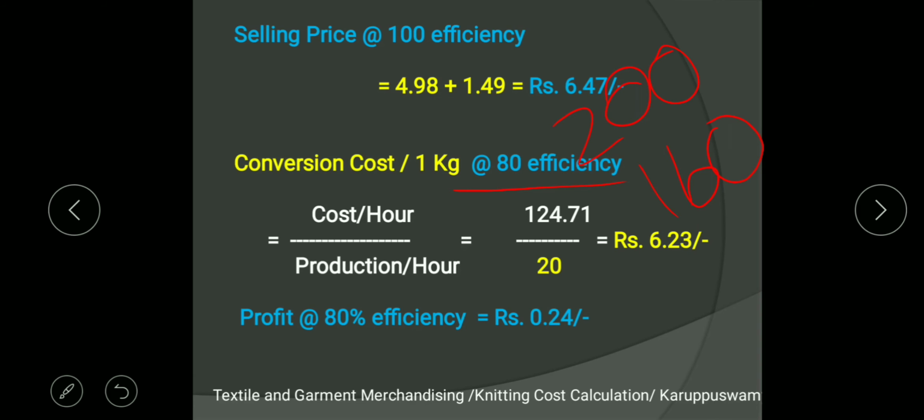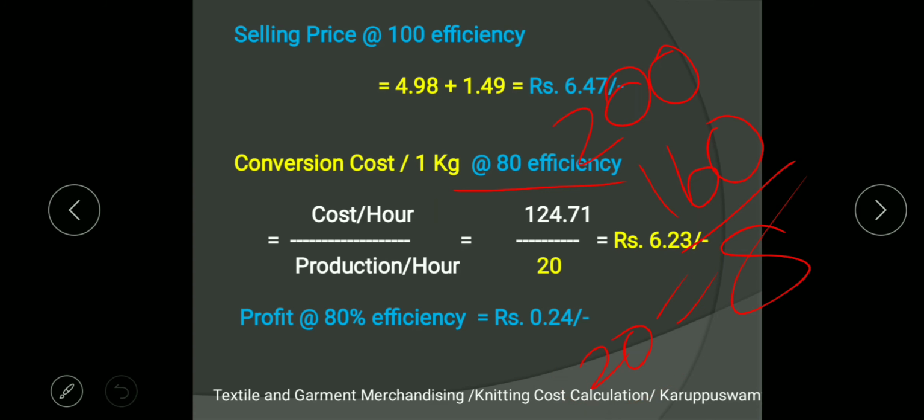So when you divide this by 8, you will get 20. This is output of a machine for 1 hour. If you are able to run your machine at 100% efficiency, then the output will be 25 kg. If it is 80%, then the output will be 20 kg.